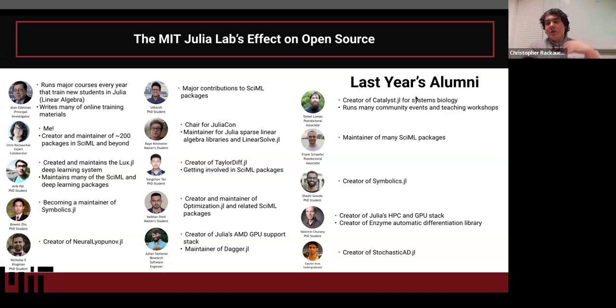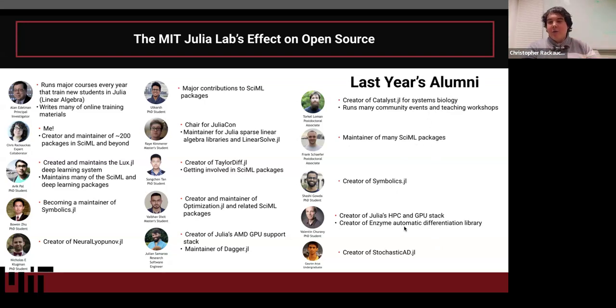And you can see, for example, in last year's alumni, we had the person who created Catalyst.jl, which is one of these modeling packages in SciML. Frank is still a maintainer of many of the SciML packages and differentiation packages. The creator of Symbolics.jl was here. The creator of all the HPC, parallelism, and GPU stack tools and Enzyme.jl, that was Valentin, who just graduated last year, right? So you can see the interesting thing that when I point out all the alumni, these are the packages that, right?